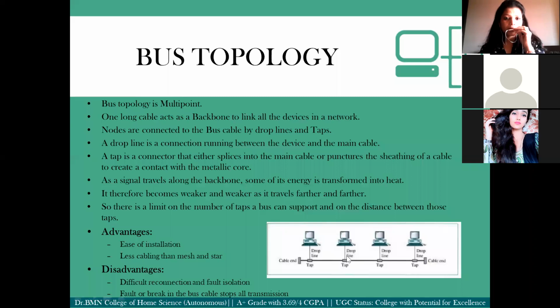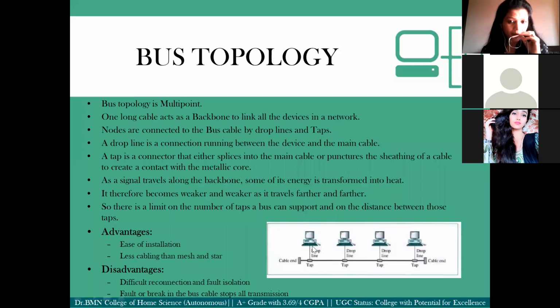Okay, all right, now nodes are connected to the bus cable by drop lines. Can you see this small, thin line? This thin line is known as a drop line. So every machine is connected to the bus. Can you see this particular line? This is the backbone and this is called the bus. This machine is connected to the backbone, to the bus, using a drop line.